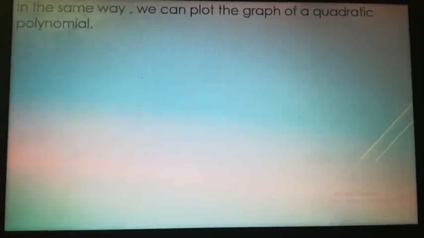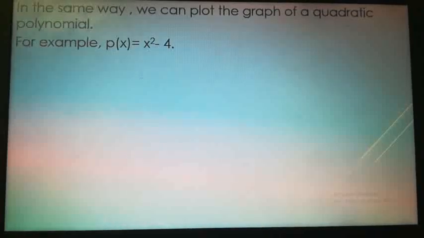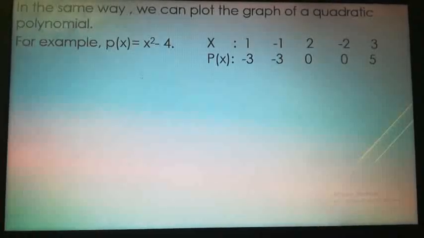Okay. So now we consider the method of plotting the graph of a quadratic polynomial. For example, p of x is equal to x square minus 4. Likewise, we can find infinite values of the polynomial for different values of the variable. Now let us consider some of the values of the variable. Say x is equal to 1.